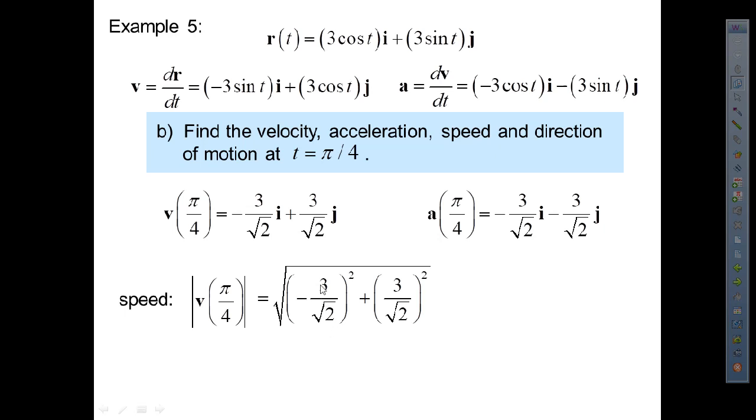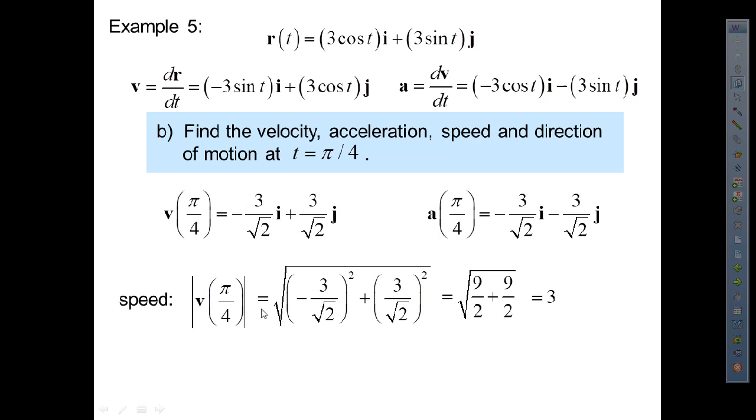So we're going to end up with negative 9 halves plus 9 halves, which gives you 18 halves, which is 9, and the square root of 9 is 3. So the speed at pi over 4 is 3.